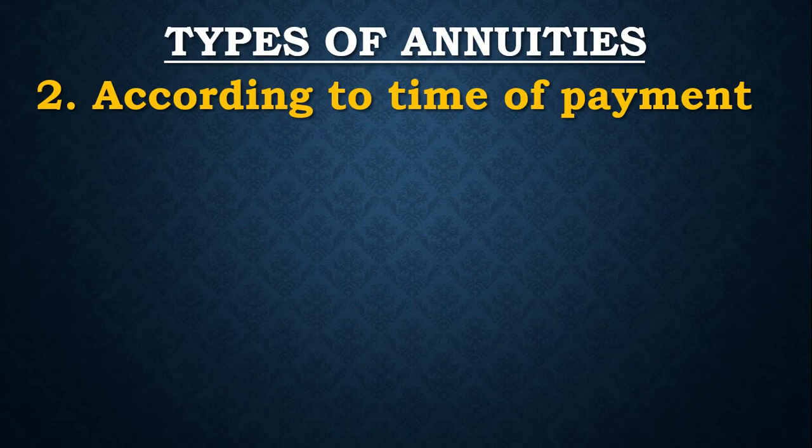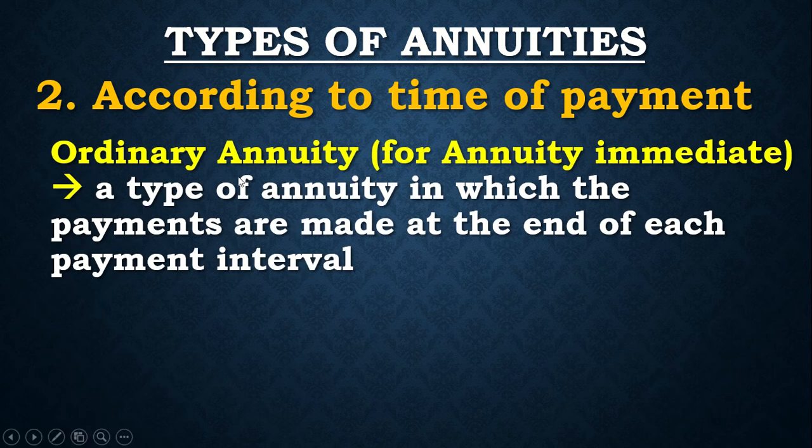Another type of annuities, according to time of payment. We do have the ordinary annuity or annuity immediate, a type of annuity in which the payments are made at the end of each payment interval. So, kung ikaw ay kukuha ng appliances or lugan, kung ang pagbabayad mo ay sa dulo or sa end ng payment interval, halimbawa every monthly ka at nagbabayad ka every 31st of the month, that is ordinary annuity or the annuity immediate.